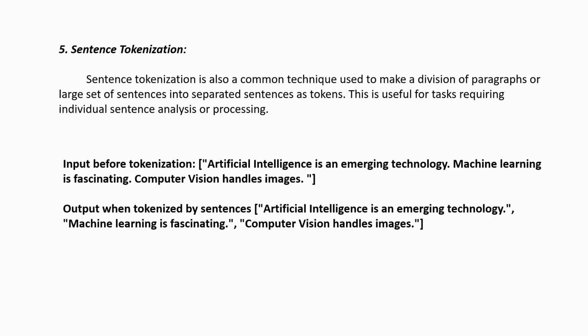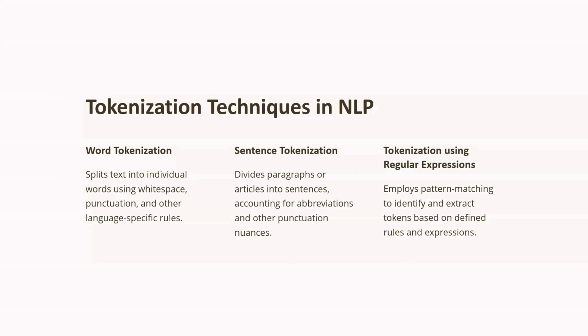The difference between word tokenization and sentence tokenization: word tokenization splits text into words, while sentence tokenization splits a paragraph into sentences. After splitting into sentences, word tokenization takes each one and splits it into individual words. So these are tokenization techniques in NLP. Sentence tokenization divides paragraphs and articles into sentences, accounting for abbreviations and punctuation, using regular expressions, as we discussed previously.